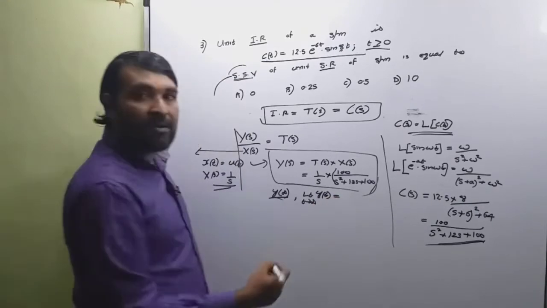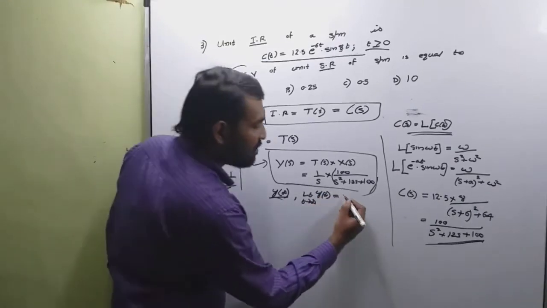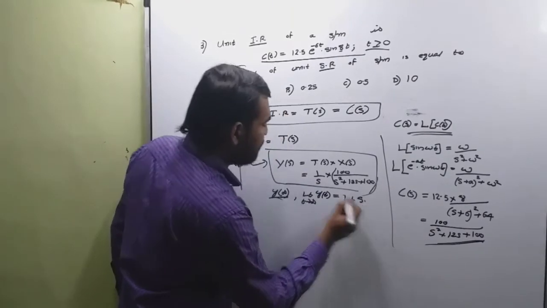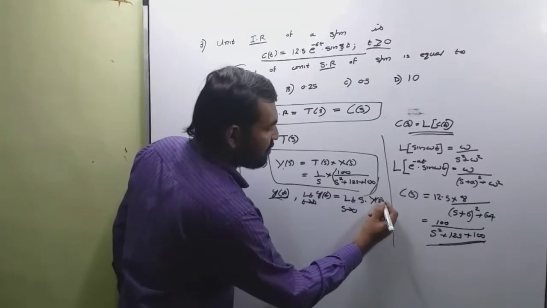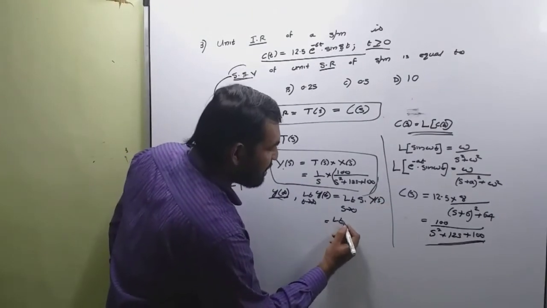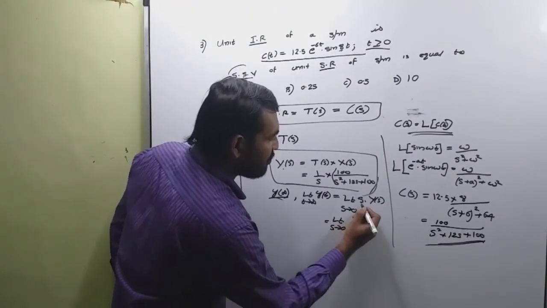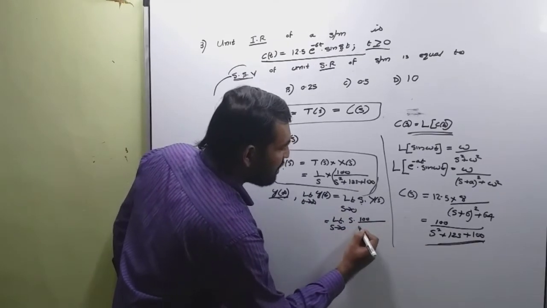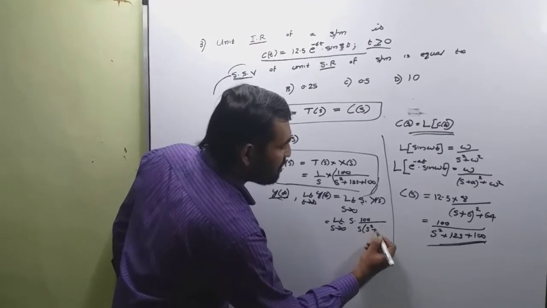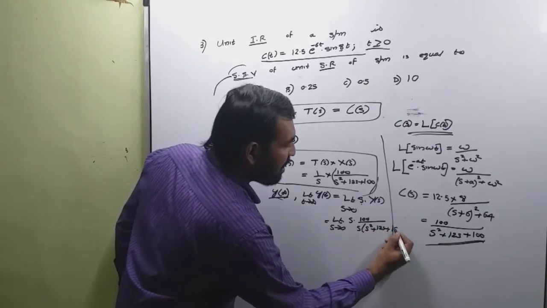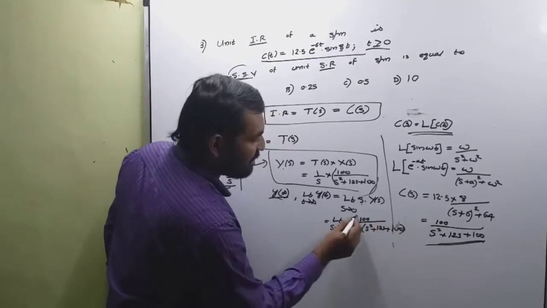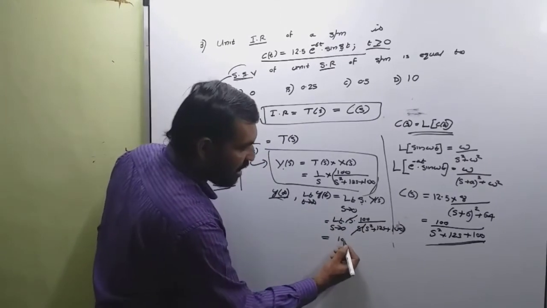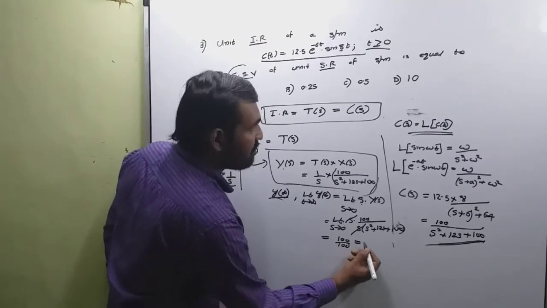Y of infinity means limit t tends to infinity y of t. By using the final value theorem, this is equal to limit s tends to 0 of s into y of s. That is equal to limit s tends to 0 of s into 100 divided by s into s square plus 12s plus 100. This s and s get cancelled. By substituting the value of s equal to 0, this becomes 100 divided by 100, that is equal to 1.